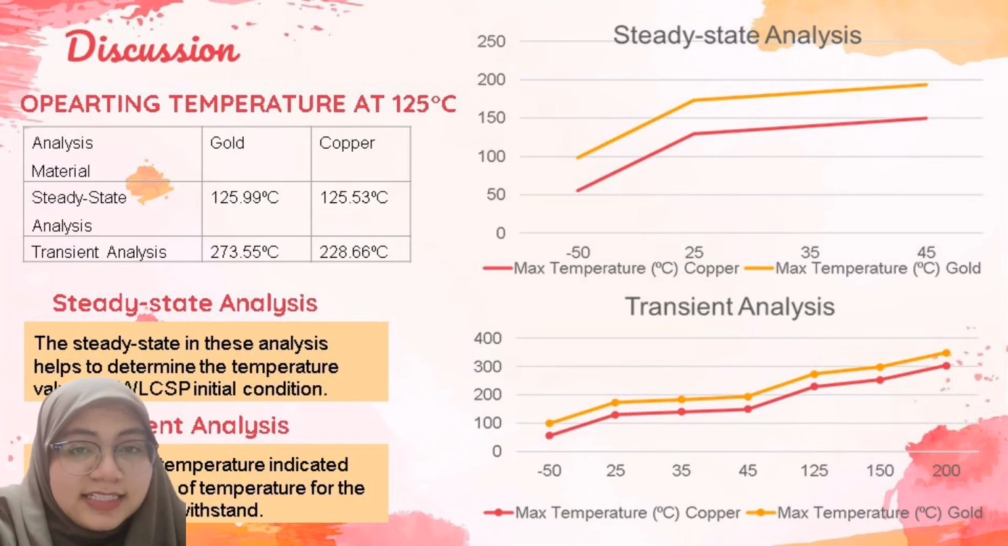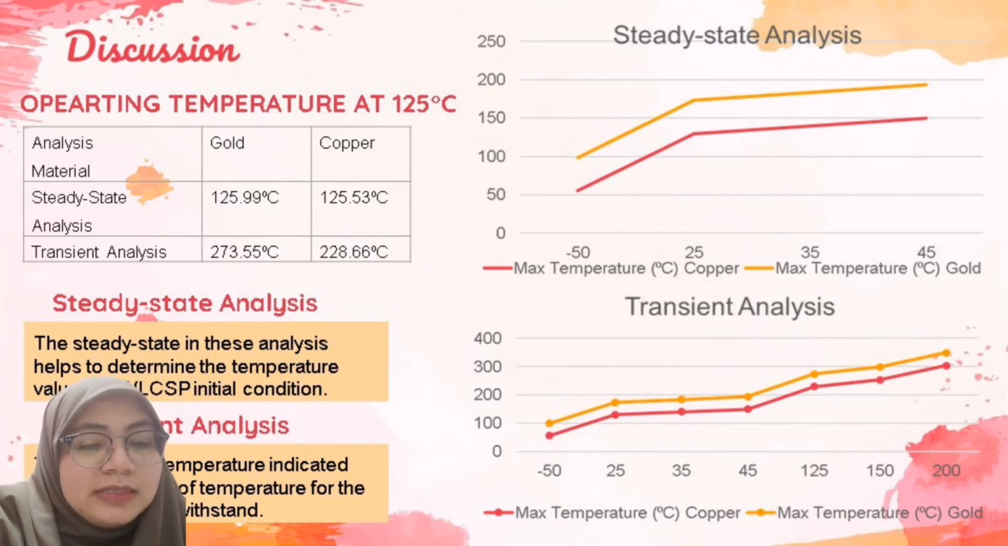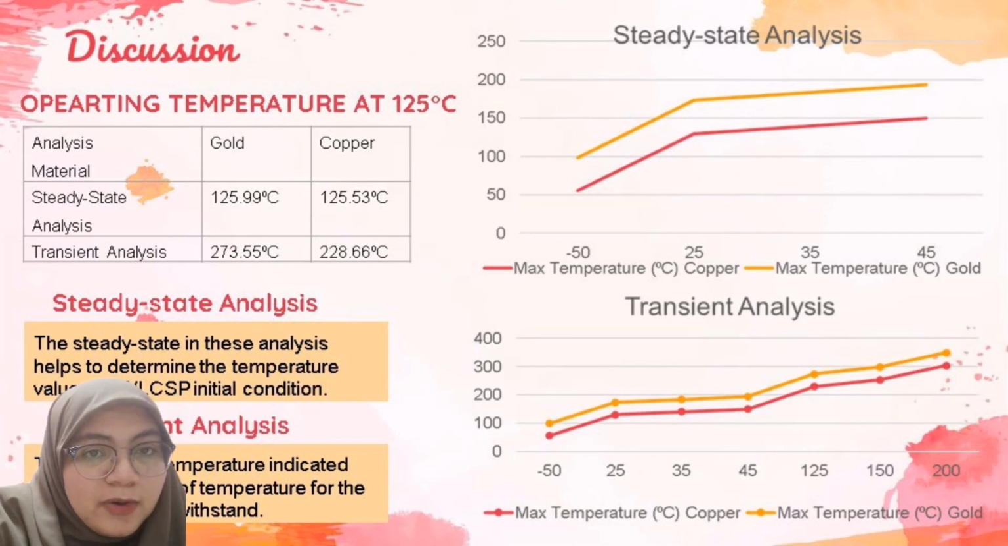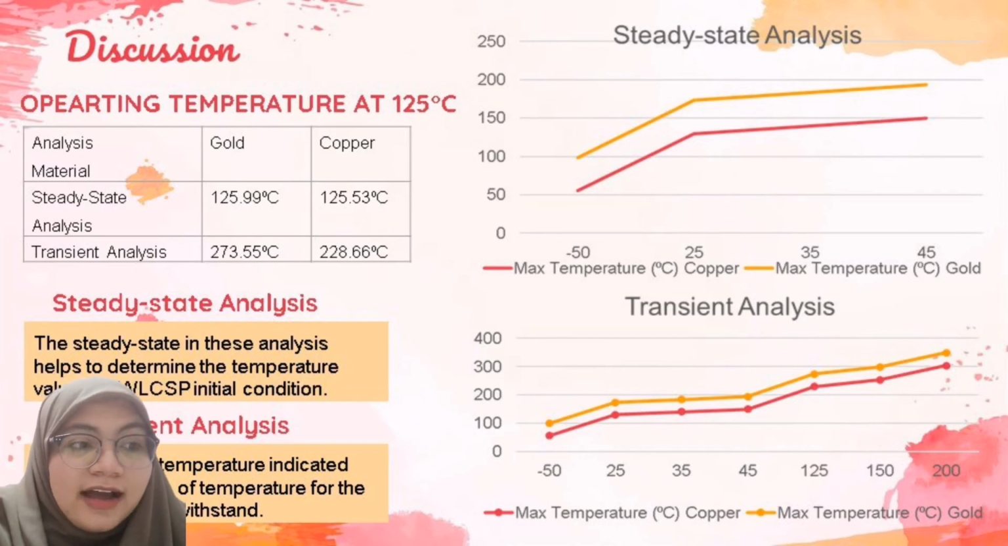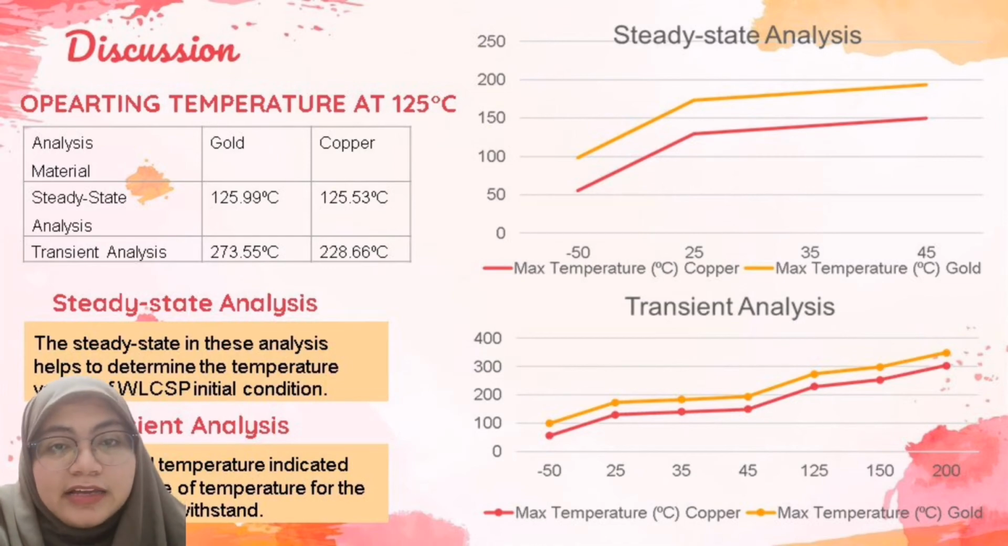Okay, as we know, steady state analysis is the analysis that helps to determine the initial condition for WCSP, because the steady state analysis is undergone without any change in temperature, which is, the temperature is constant. While for the transient analysis, we can see that this will indicate the threshold of temperature for the package itself, which is the highest value of temperature the package is able to withstand. So the transient analysis is undergone with a variance of temperature, which is, the temperature can be changed and can be higher and can be lower.